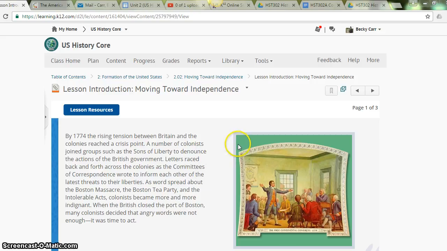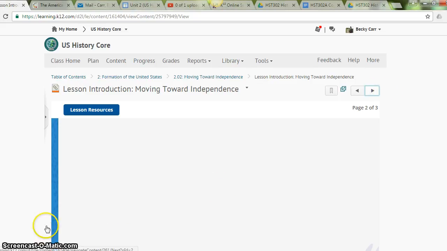By 1774, the rising tension between Britain and the colonies reached a crisis point. A number of colonists joined groups such as the Sons of Liberty to denounce the actions of the British government. Letters raced back and forth across the colonies as the committees of correspondence wrote to inform each other of the latest threats to their liberties. As word spread about the Boston Massacre, the Boston Tea Party, and the Intolerable Acts, colonists became more and more indignant. When the British closed the port of Boston, many colonists decided that angry words were not enough. It was time to act.